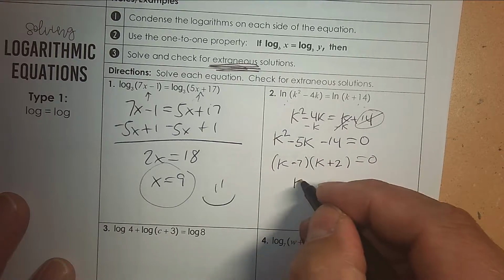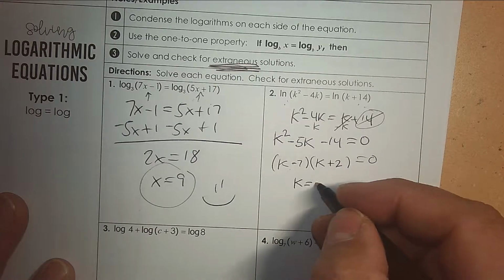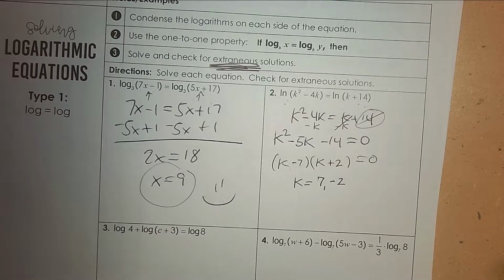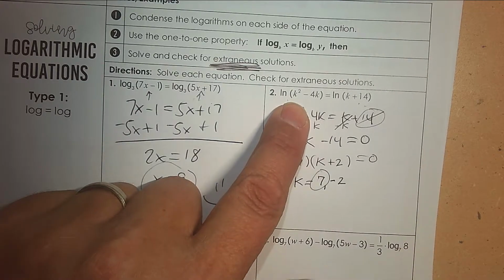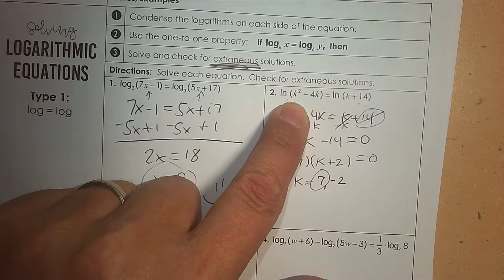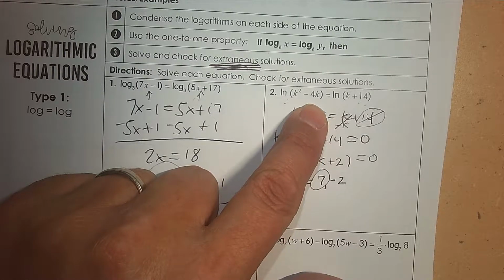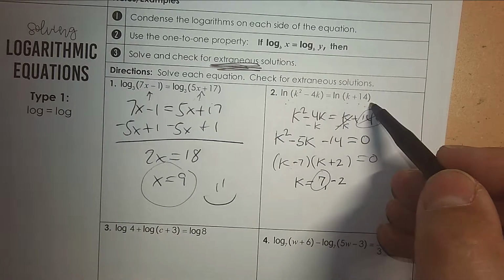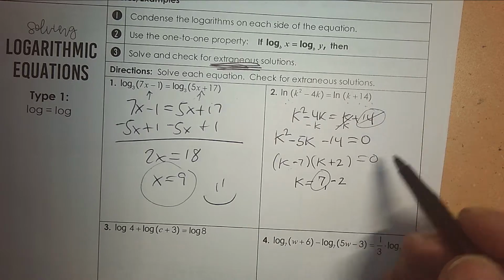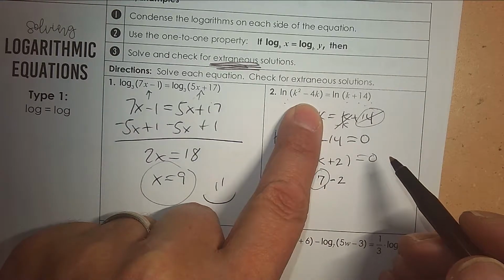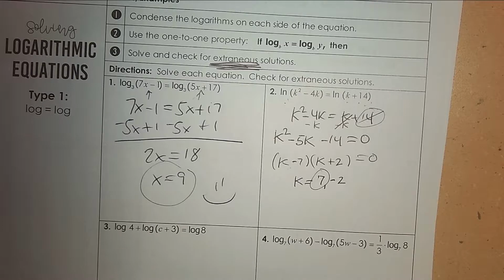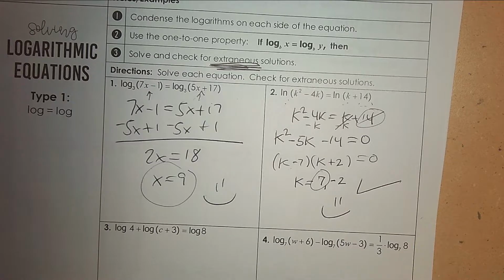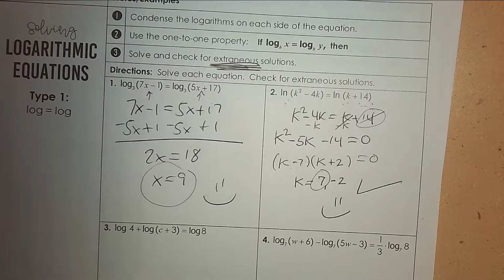Each factor has a solution. So what's the 0 for the first factor? And for the second one? Now what do I have to do? Is if I take the answer and put it in, 7 squared is 49. 4 times 7 is 28. When you subtract, it will be a positive answer. And then 7 plus 14, positive answer. Negative 2 squared, and a negative times a negative, that actually is positive. And negative 2 plus 14 is still positive. Both answers are good. But I have to check to make sure that it doesn't have a negative or a 0 inside the logarithm.